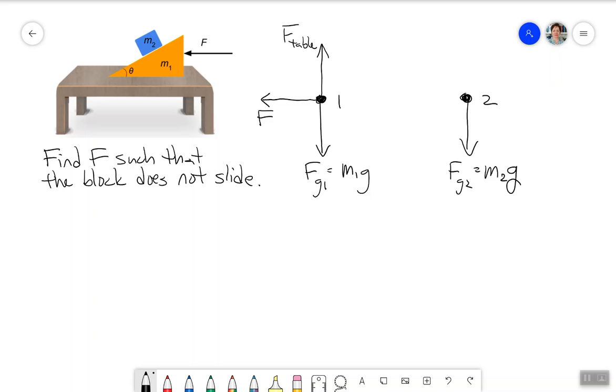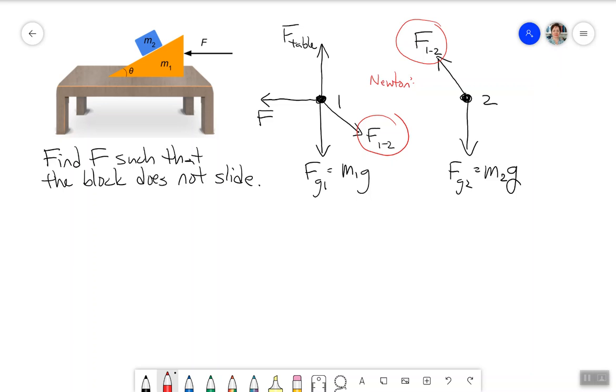Now, what makes this complicated, or at least trickier than other things we've done, is that there's also a force between M1 and M2, and it's perpendicular to the surface that they share. So the force of 1 on 2 goes away from that surface, and the force of 2 on 1 goes away from that surface. And this contact force, we can just call it F1-2, is equal and opposite. These are Newton's third law pairs.